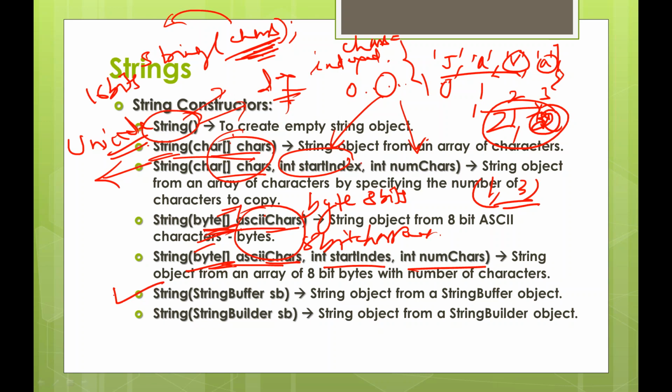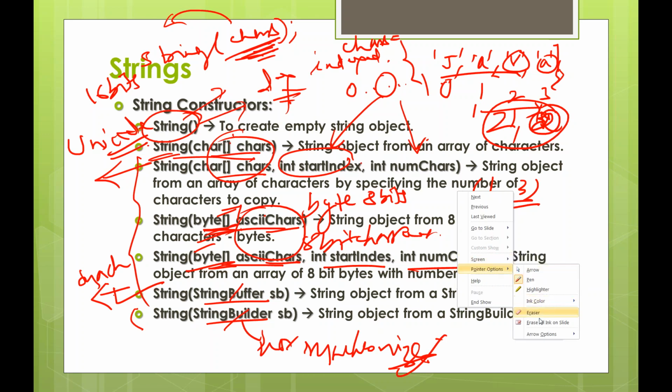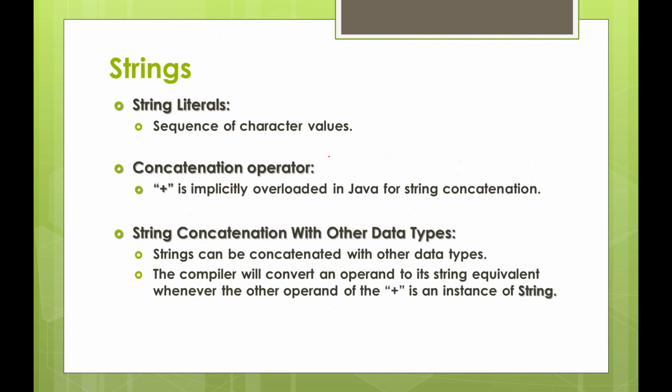Not only that, we can create a string object with the 2 classes that we just got introduced, that is StringBuffer and StringBuilder as well. The main difference between StringBuilder and StringBuffer is that StringBuffer is synchronized, StringBuilder is not synchronized. We will see what that synchronization means. Let's move on.